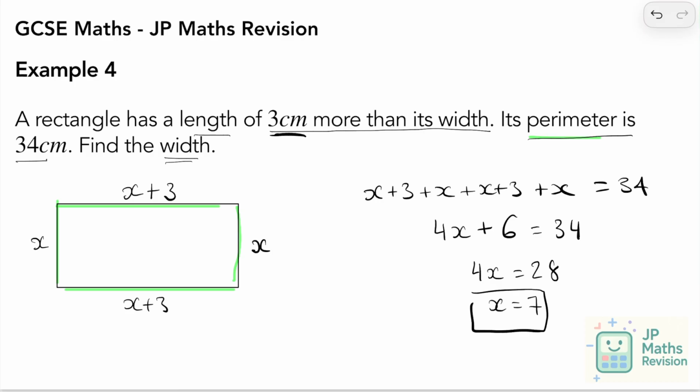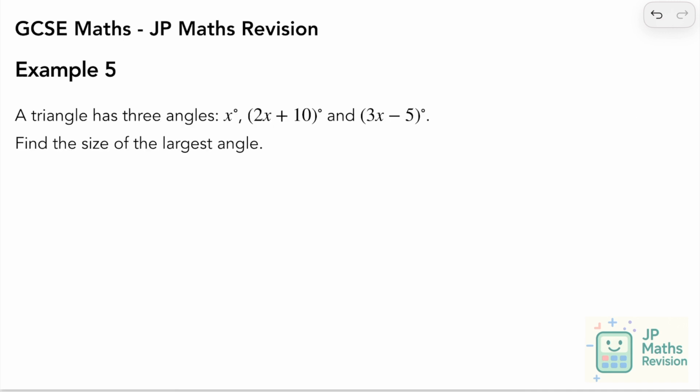So that's x, so x equals 7, and therefore the length is going to be 7 plus 3, so the length is therefore 10. So the width is 7 and the length is 10, and the answer to the question, so it says find the width, so I would say the width is 7 centimetres.